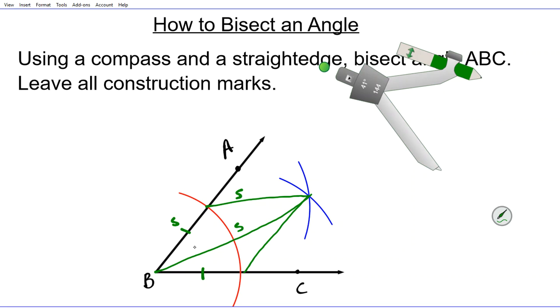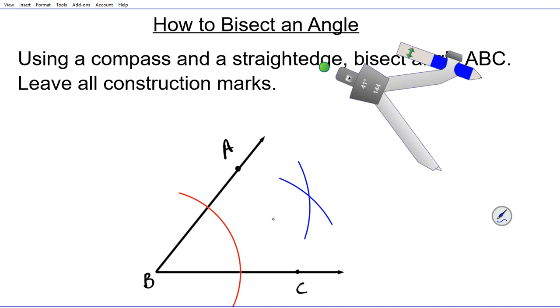Another thing to note concerning these two triangles: since corresponding parts of congruent triangles are congruent, this angle right here corresponds to this angle right here. So these two angles are congruent. Hence, we have bisected angle ABC. So that's the reasoning behind the whole construction that we're doing. But that's just by the way.